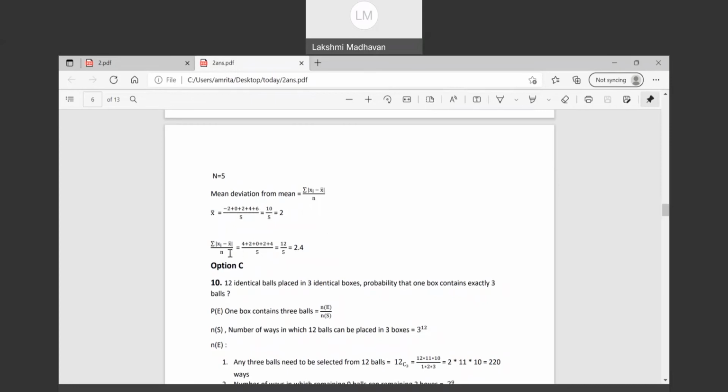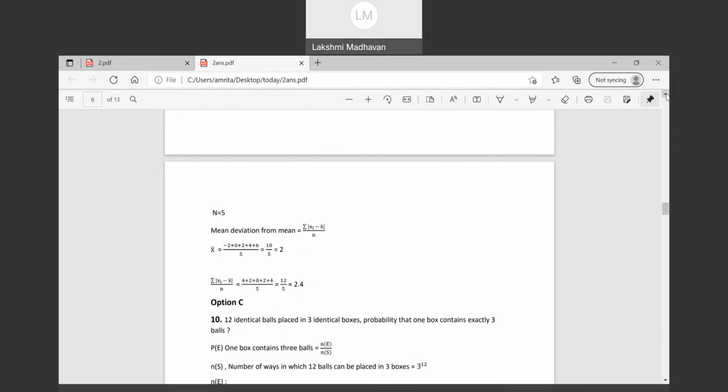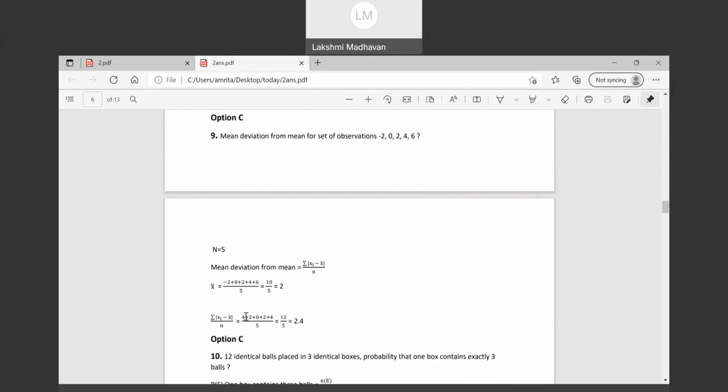Now we have to calculate the distance, and we can just find out xi minus x bar. We have the value of x bar here, which is 2. Now we are going to calculate the distance. -2 to 2, it's just 4. 0 to 2, it's 2. 2 to 2, it's 0. 4 to 2, it's 2. And 6 to 2, it's 4. So the total, divided by the number of observations, that is 5, is 12 by 5, and we have the answer as 2.4.